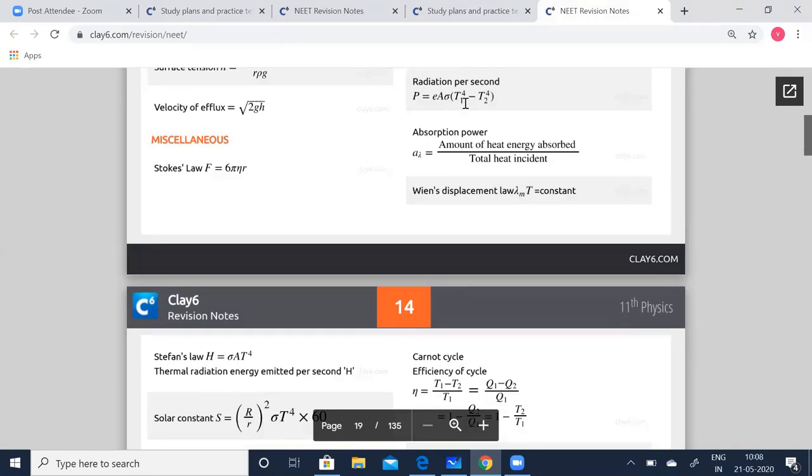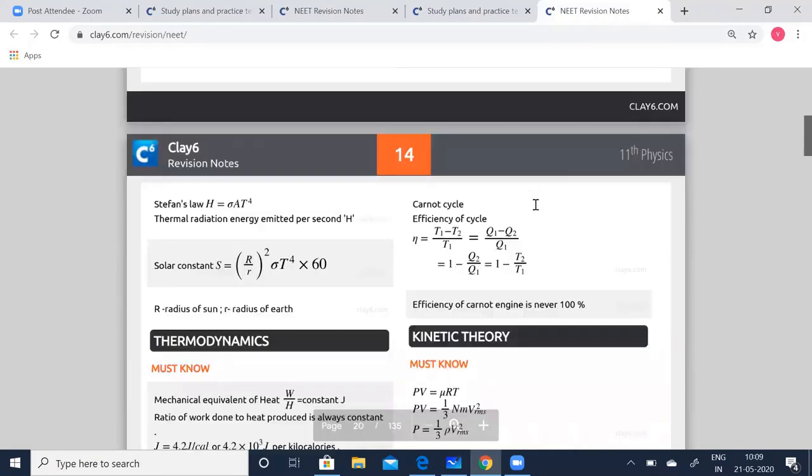Absorption, and T1 is the initial temperature, T2 is the final temperature. So P is now going to be the radiation per second, E is the constant, and area is the area of cross section. Absorption power, A lambda, is equal to the amount of heat energy absorbed by the total heat incident. Wien's displacement law: lambda m times T is equal to a constant, or lambda m is inversely proportional to T, the temperature.